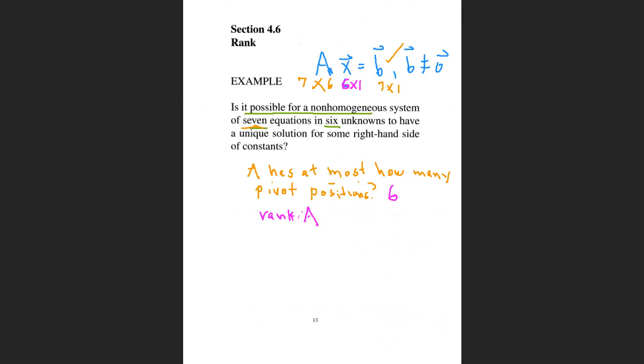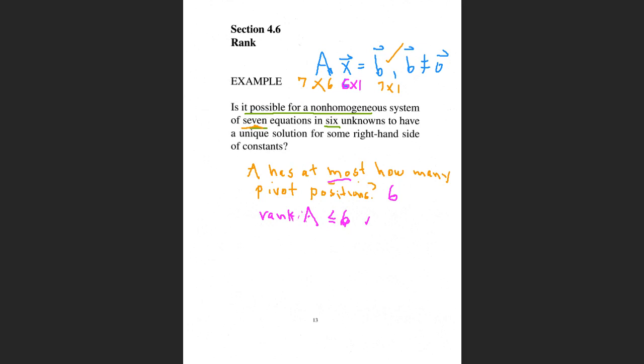But here we go. So the rank of A, which is the dimension of the column space of A, I'm sorry, I'm not saying this right. No, no, that's right. Hold on. Yeah, the rank of A would have to be, that's right, Cameron, less than or equal to 6. Because A at most would have 6 pivot positions, but it can be less than that. So the rank of A is less than or equal to 6.